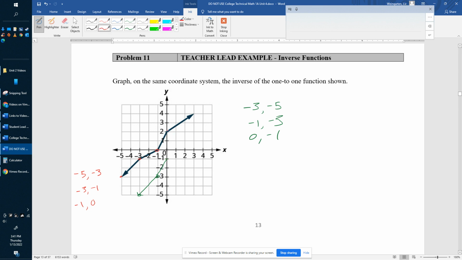Now let's look at our next point in the next little line segment. We have x is 0, y is 2. So in our inverse, we have to flip those around. X is 2 and y is 0. So x is 2, y is 0. It's going to be right there.